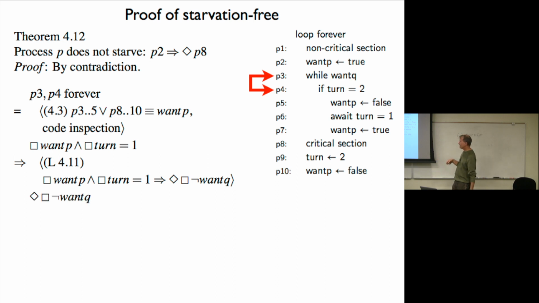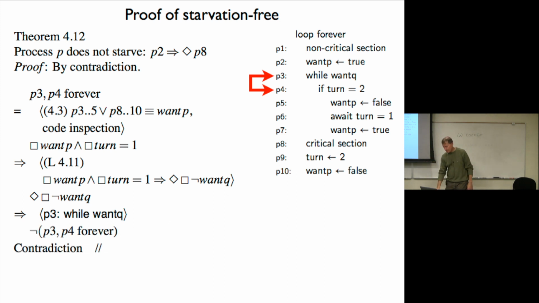But wait a minute. What about P3? If we have eventually always not want Q, what's our P3? They can only loop forever if it's true. But if we have eventually always not want Q, that means we'd break out of the loop. But that's not P3, P4 forever, and that's our contradiction. You see how that worked? Is everybody good with that?